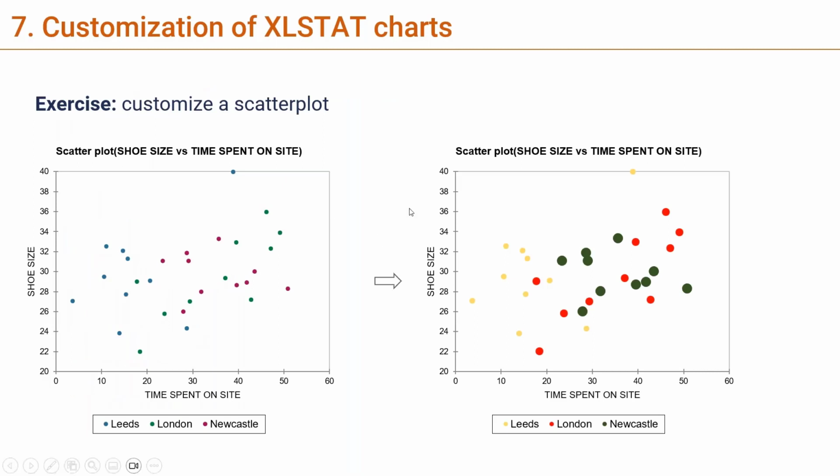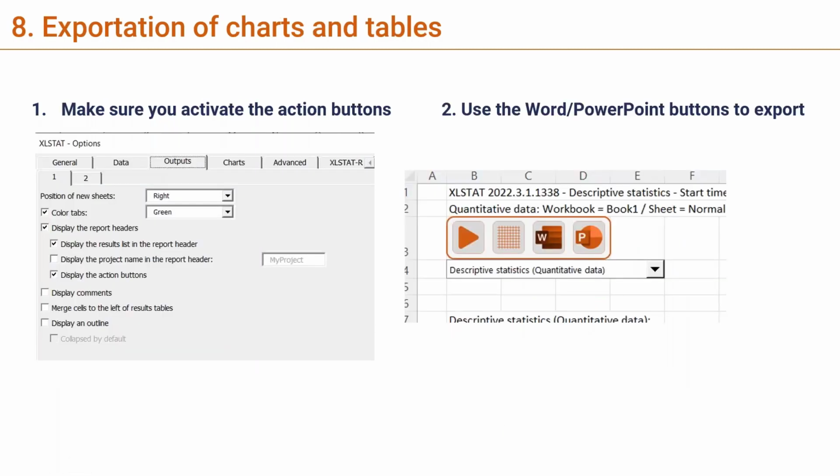I've put an example here. On the left is the standard XLSTAT scatter plot, and using the data visualization menu, I transformed it to the right one. You can play around with the colors and the size of the observation points, which can depend on a quantitative variable, for example.